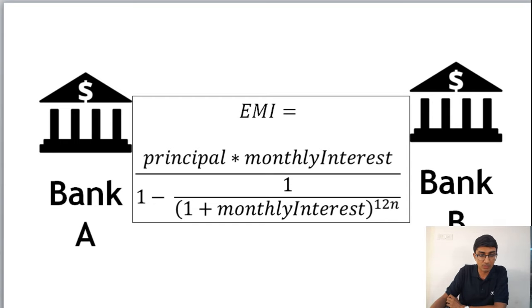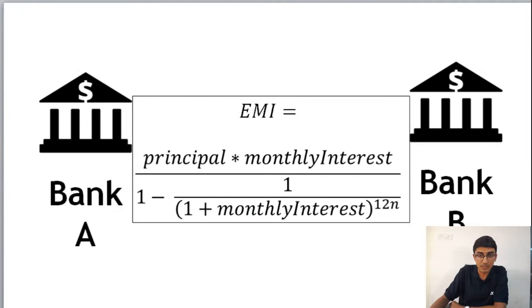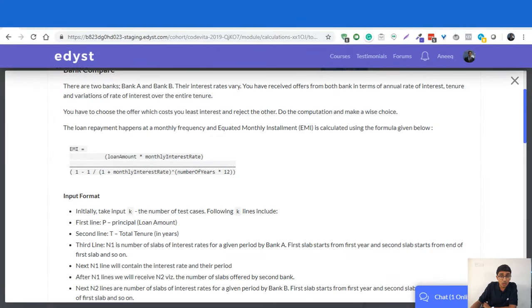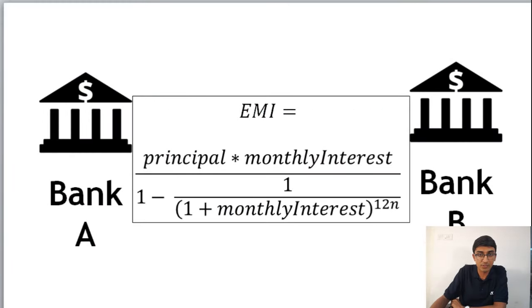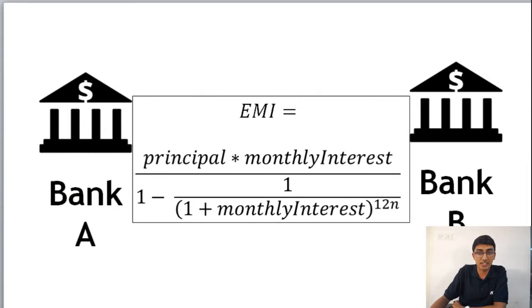So let's cross verify that with the question, and that is what we get. It is the loan amount times the monthly interest rate, divided by 1 minus 1 divided by (1 plus the monthly interest rate) raised to 12 times the number of years. That is the formula if we substitute all the values. This is really the difficult part, that is, how we actually calculate this.